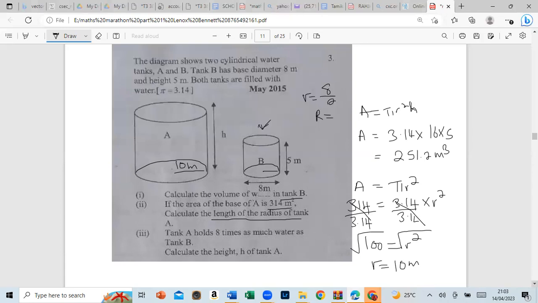All right, they say tank A holds 8 times as much water as tank B. Calculate the height of tank A. So they're asking us to calculate this height here. First of all, we can get the volume of this one, because they said this can hold 8 times this. We did calculate the volume for this one. Somebody gave me 252.